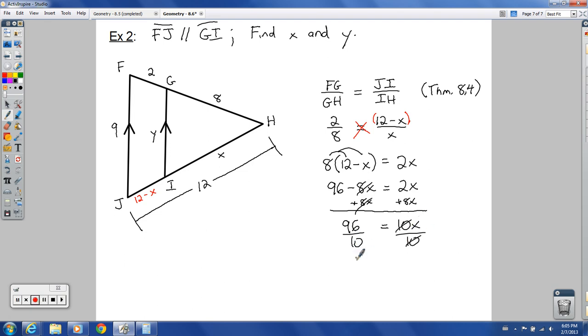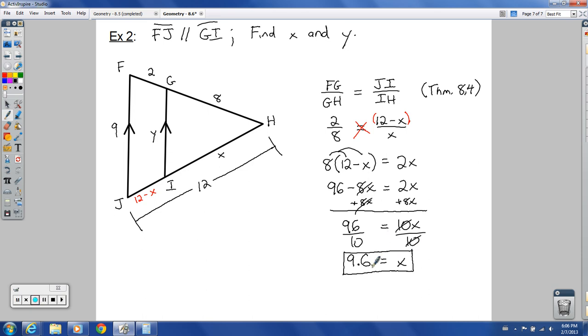You'd be left with, you could reduce this to 48 over 5, but I think saying this is 48 over 5 doesn't make much sense right here. I think you should say either a mixed number or a decimal. This would be 9.6. If you divide something by 10, just move the decimal place one spot. So I think that's a more reasonable answer to say. No units given, so you don't have to include anything there. So that's what x is.